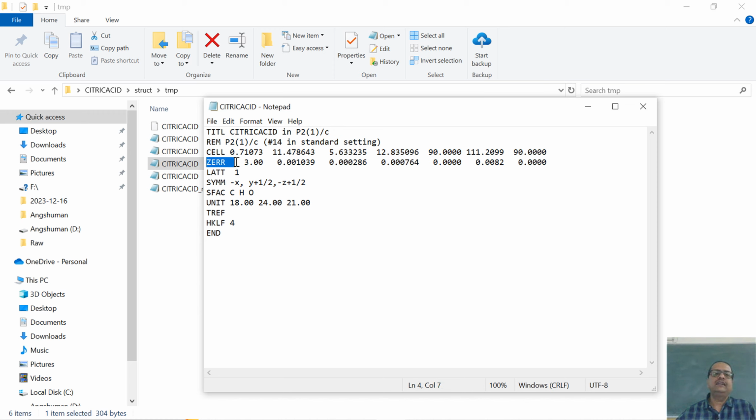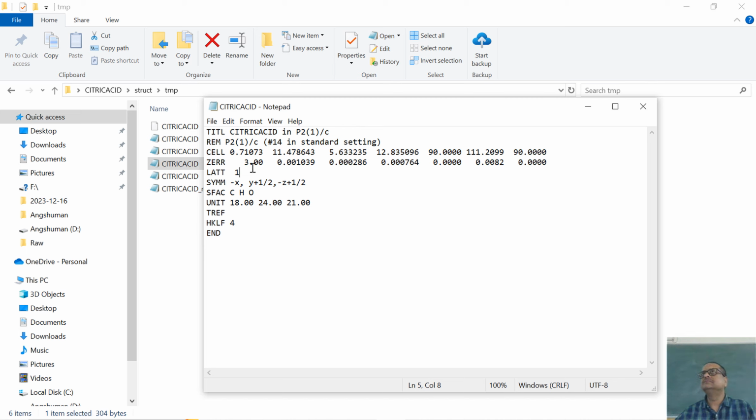Then it is Z and error. You see Z is 3. Straight away you can understand that it is wrong. Z cannot be an odd number. Z can be odd only in the case of triclinic, non-centrosymmetric, where Z can be 1. Otherwise it is 2, 4, 6, 8 and so on.